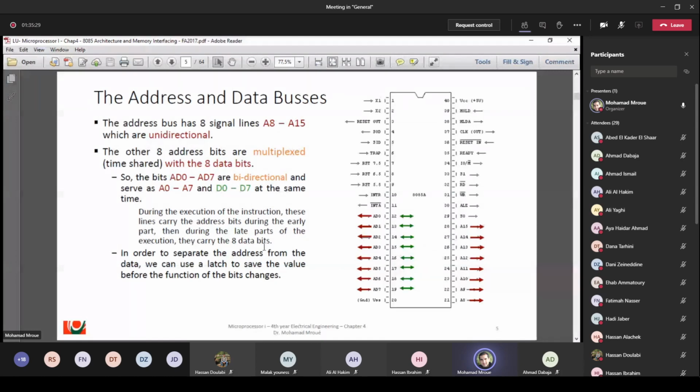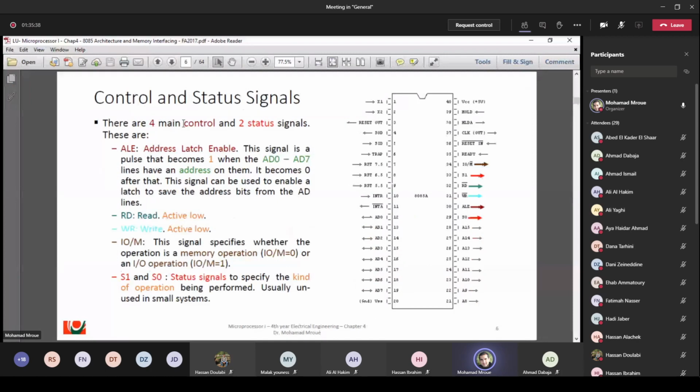Now there are 4 main control and 2 status signals. So these are the outputs: ALE on pin 30, which you can see here. It is the abbreviation of address latch enable. This signal is a pulse that becomes 1 when AD0 to AD7 lines have an address on them.